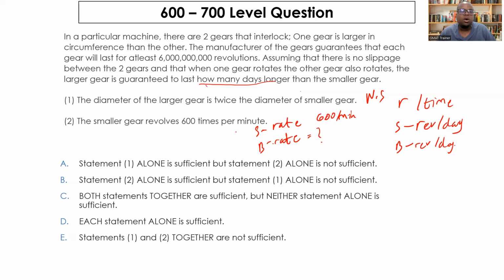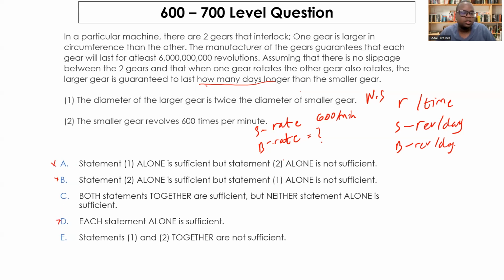Because for the small one, we are able to tell how long it will take to revolve, because you have 600 revolutions per minute. Therefore, we can find how many minutes in a day, find how many revolutions are made in a day, and divide 6 billion by that to see how many days the smaller one takes. But we won't be able to check for the bigger one because, as it is alone, we do not know exactly how long it will take. So the first 2 statements alone are out: A, B, and D are out.